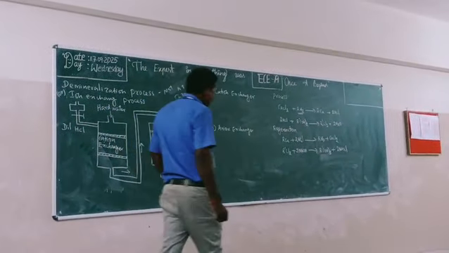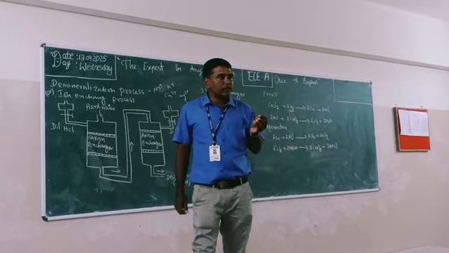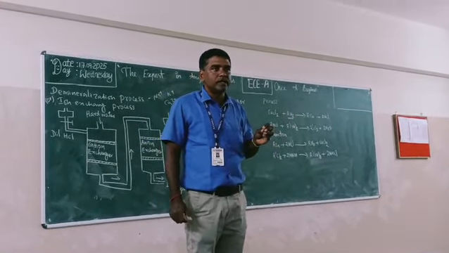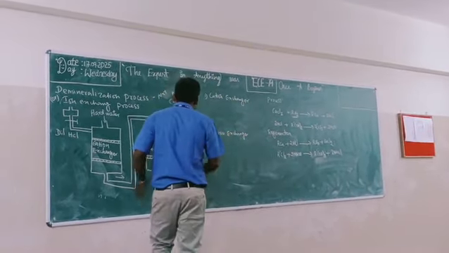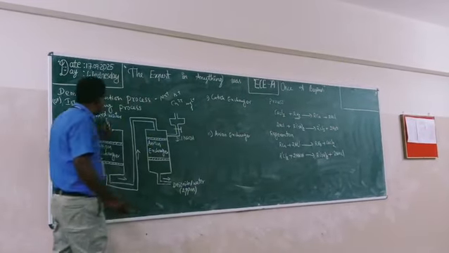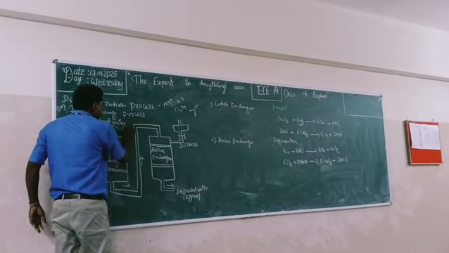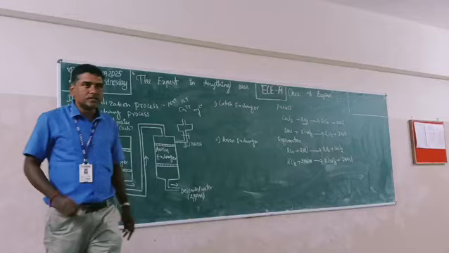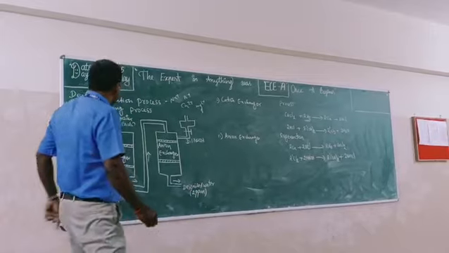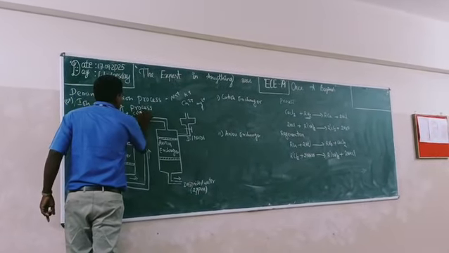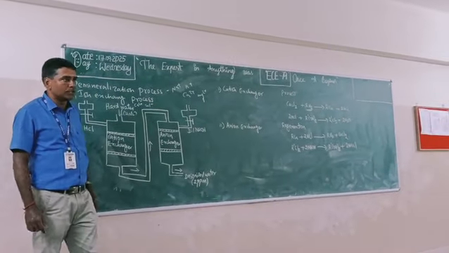This resin is used to absorb the cationic impurities present in the hard water. Hard water contains both cations and anions of calcium and magnesium salts. For example, hard water containing calcium chloride salt, CaCl2. This salt gives Ca2 plus and 2Cl minus ions.